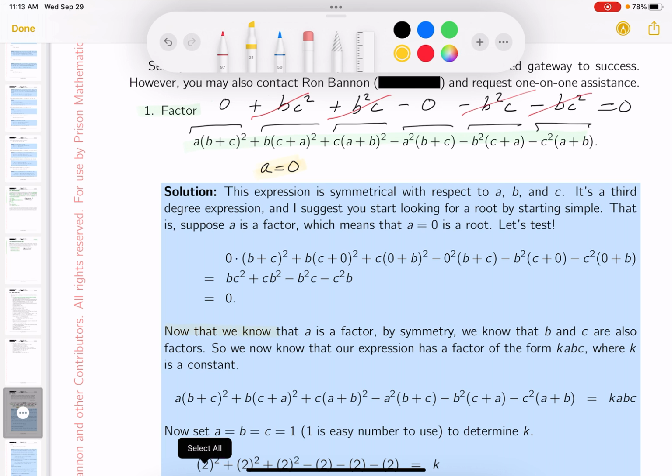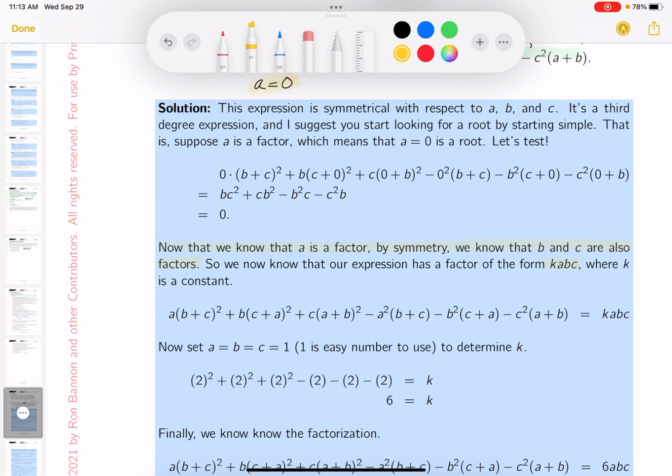Now we know that a is a factor. By symmetry, we know that b and c are also factors. So now we know our expression has a factor of the form k times abc, where k is some constant. I just don't know what it is. I have no idea what it is. So what I did was I write this down over here. Again, I know it has some multiple of abc in it.